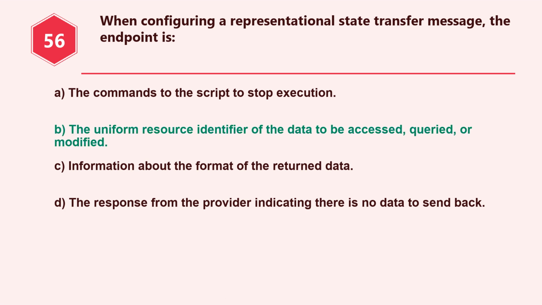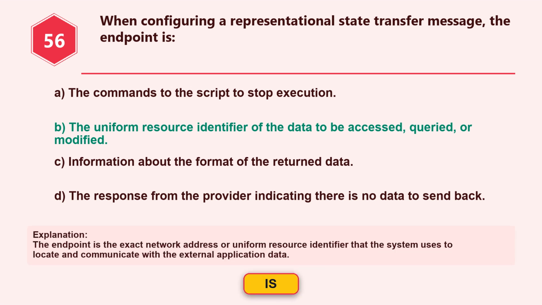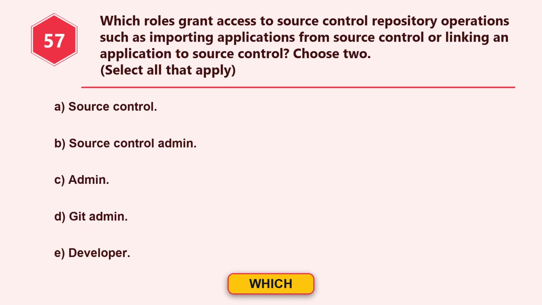The correct answer is option B, the uniform resource identifier of the data to be accessed, queried, or modified. The endpoint is the exact network address or uniform resource identifier that the system uses to locate and communicate with the external application data. Question 57. Which roles grant access to source control repository operations such as importing applications from source control or linking an application to source control? Choose 2. Option A, source control. Option B, source control admin. Option C, admin. Option D, Git admin. Option E, developer.